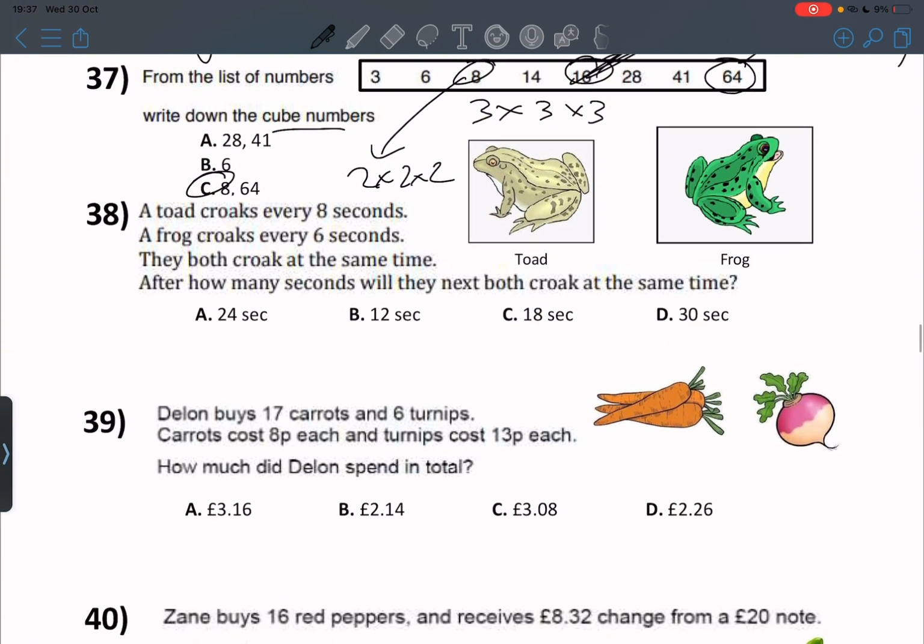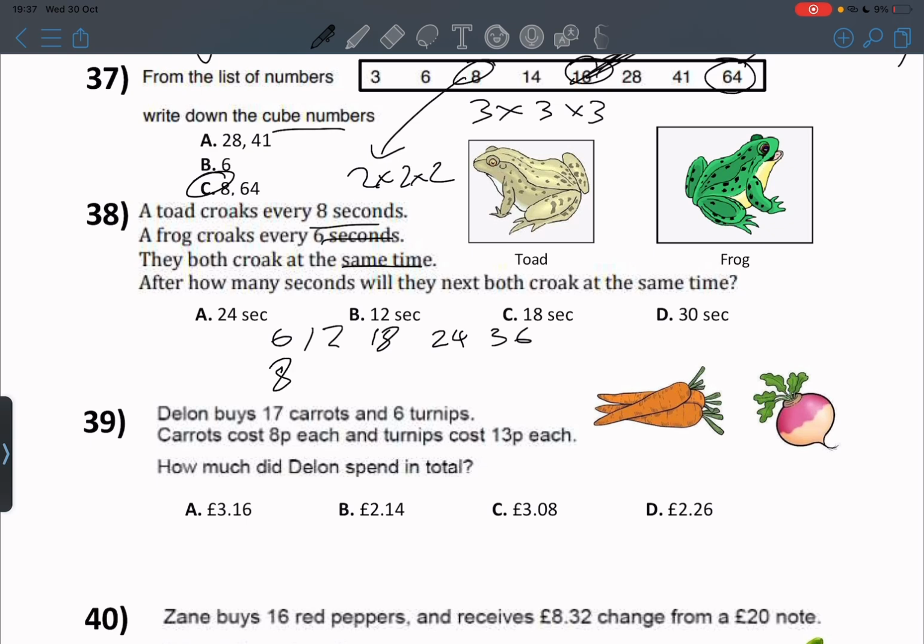Question 38. A toad croaks every 8 seconds. A frog croaks every 6 seconds. They both croak at the same time. When's the next time they'll croak? So what we're doing here is we're counting. If you count 6, 12, this is just a 6 times table, right? 6, 12, 18, 24, 30, right? This is 6 seconds, 12 seconds. You can see it's just a 6 times table.